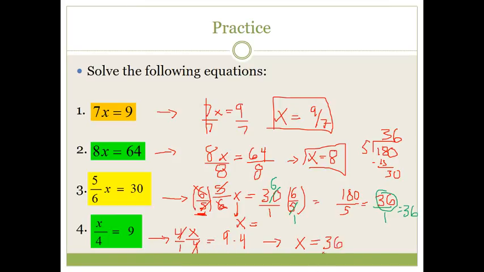So is 36 reasonable? Does that answer seem right? If I'm not sure, I should take my answer, 36, and substitute it back into the original equation for the variable. Because here I'm saying that x is 36. So let's really see if it is. If I replace this x right here with 36, does 36 divided by 4 equal 9? Yes, it does. So now we know we can be guaranteed that 36 is correct.